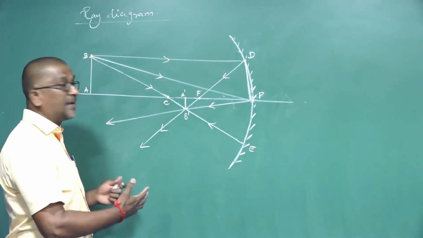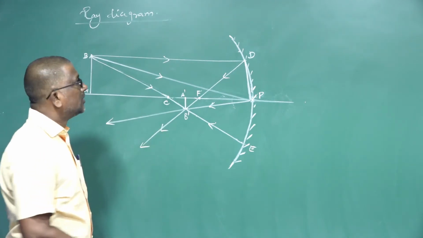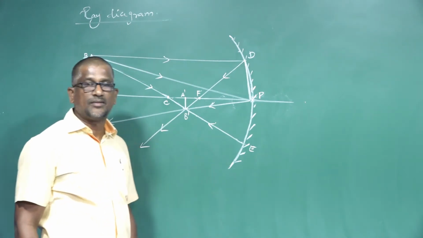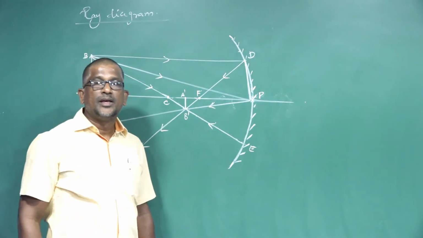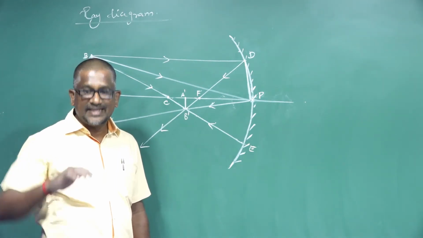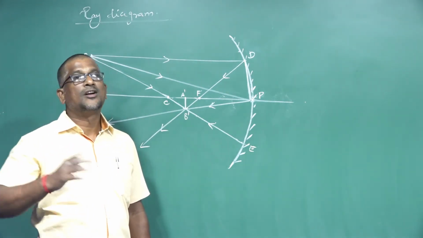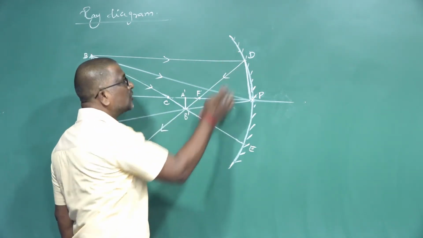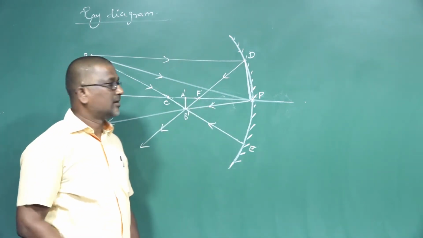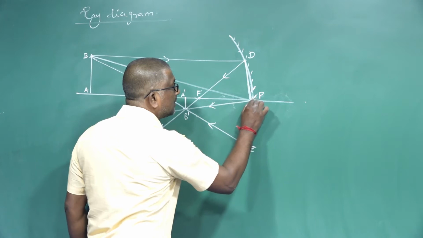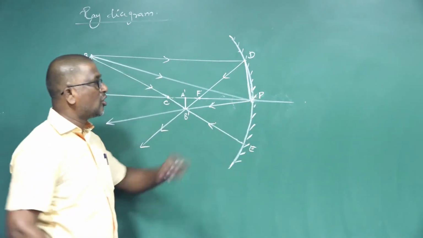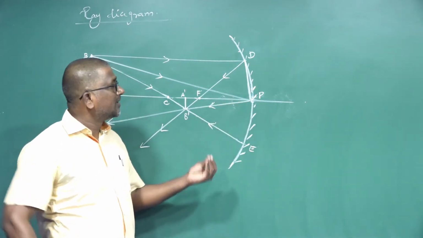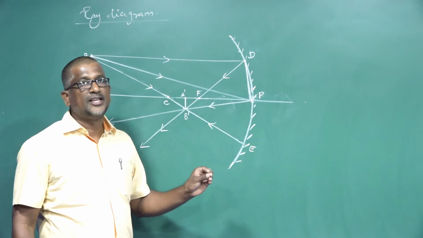So first let me explain the ray diagram. So this is a concave mirror. A mirror whose reflecting surface is curved inwards is known as a concave mirror. So this is the reflecting surface. The reflecting surface is curved inwards. That is what is called a concave mirror, right? And this is the pole of the concave mirror. What is meant by pole? The center point of the reflecting surface of a given spherical mirror is known as the pole.